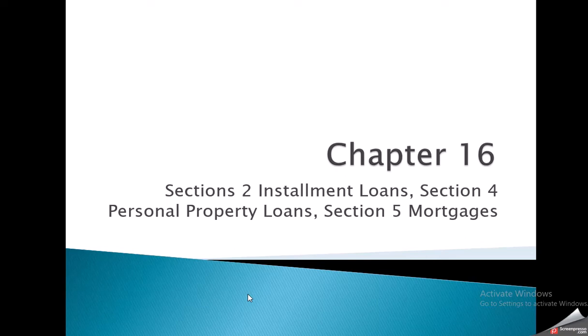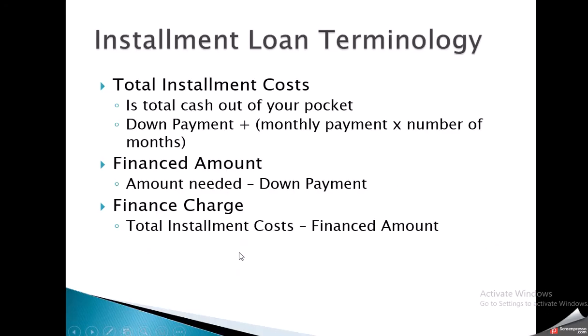Chapter 16, we continue to use our time value of money keys, and we continue to use the PMT key. Now we're going to deal with loans. So we'll start with installment loans, then personal property loans, then mortgages. And the key to this is you kind of have to map out what happens with the loan.